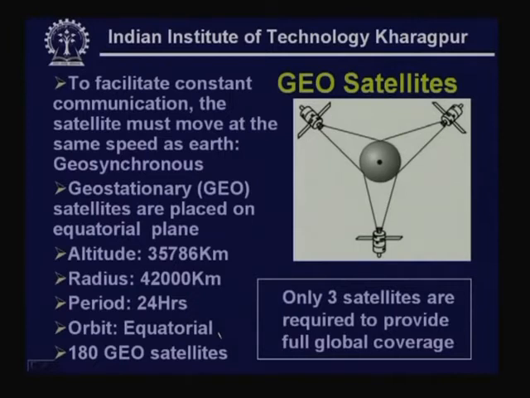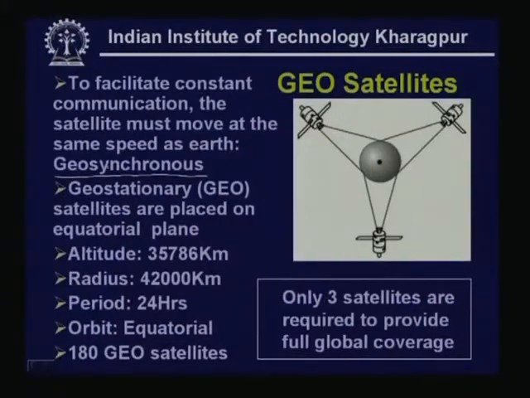Now let us focus on the geo satellites. To facilitate constant communication, the satellite must move at the same speed as the earth, which are known as geosynchronous satellites. We have seen in case of MEO and LEO or even in GPS satellites, the satellite is moving around the earth, and from a particular position if you look at it, you will find its position keeps on changing. So you have to keep track of it, you have to compensate for Doppler effect and other things. But if it is so positioned that its movement is stationary with respect to a point on the earth, then it is called geostationary or geosynchronous satellites.